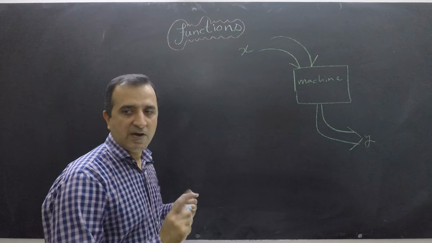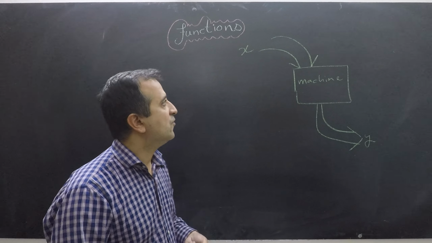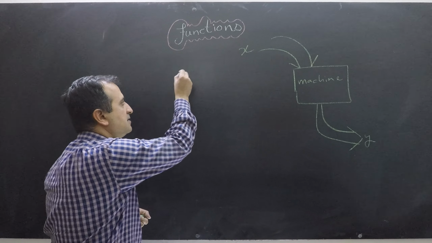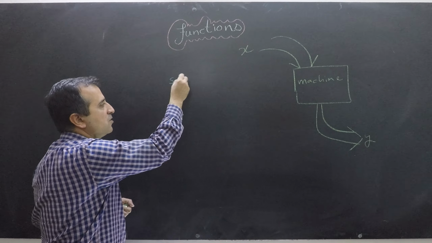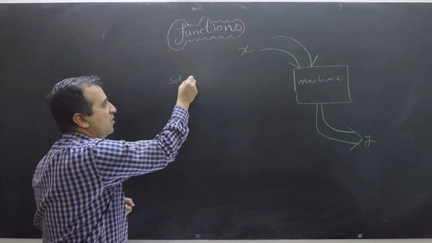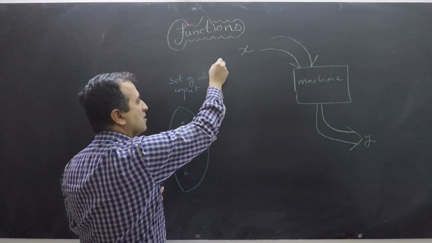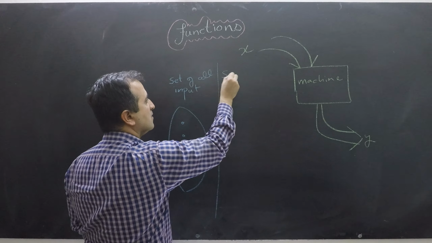But there is one key condition. The condition is that for every input there must be a unique output. To understand this, let's draw a set of all inputs for a function in this diagram. These are all the possible inputs for our function. And let's draw a set of all outputs for our function for these inputs. So these are the set of all outputs.